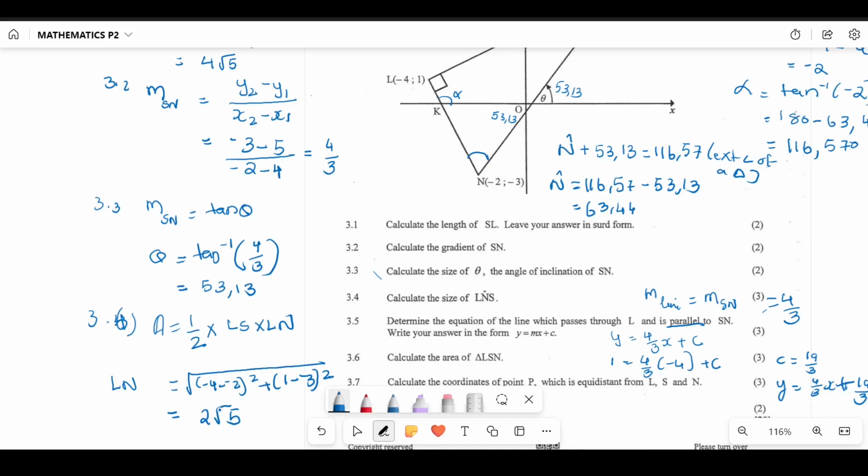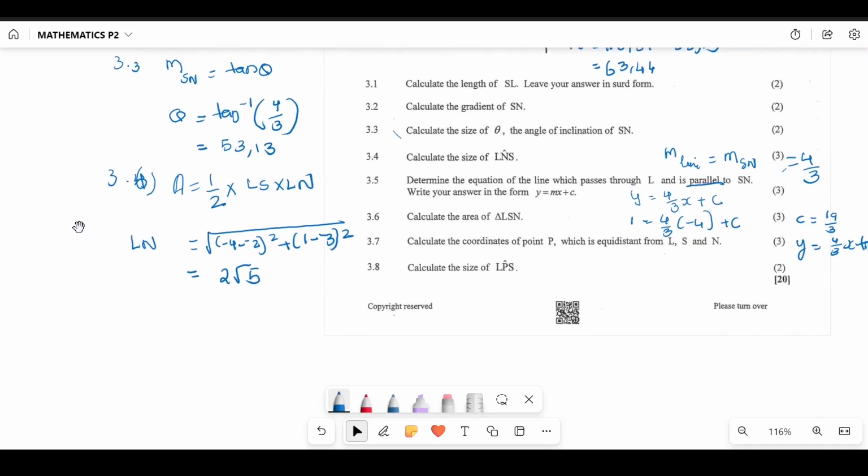So LS we already have, 4 root 5. Therefore the area is half times 4 root 5 times 2 root 5. The 2 and 2 cancel, 4 times 5, 20 square units. So that is the area of LSN.